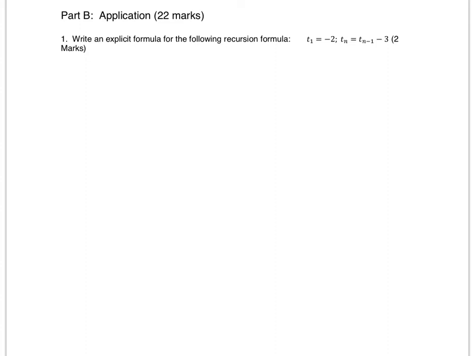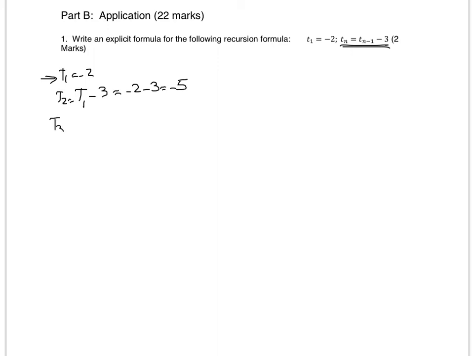The next question says, write an explicit formula for the following recursion formula. We know that T1 is negative 2 and Tn is Tn minus 1 minus 3. So I know that T1 is negative 2. T2, using this formula now, when n is 2, is equal to T2 minus 1, which is T1, minus 3. But T1 by definition is negative 2, so I get negative 2 minus 3, which is negative 5.